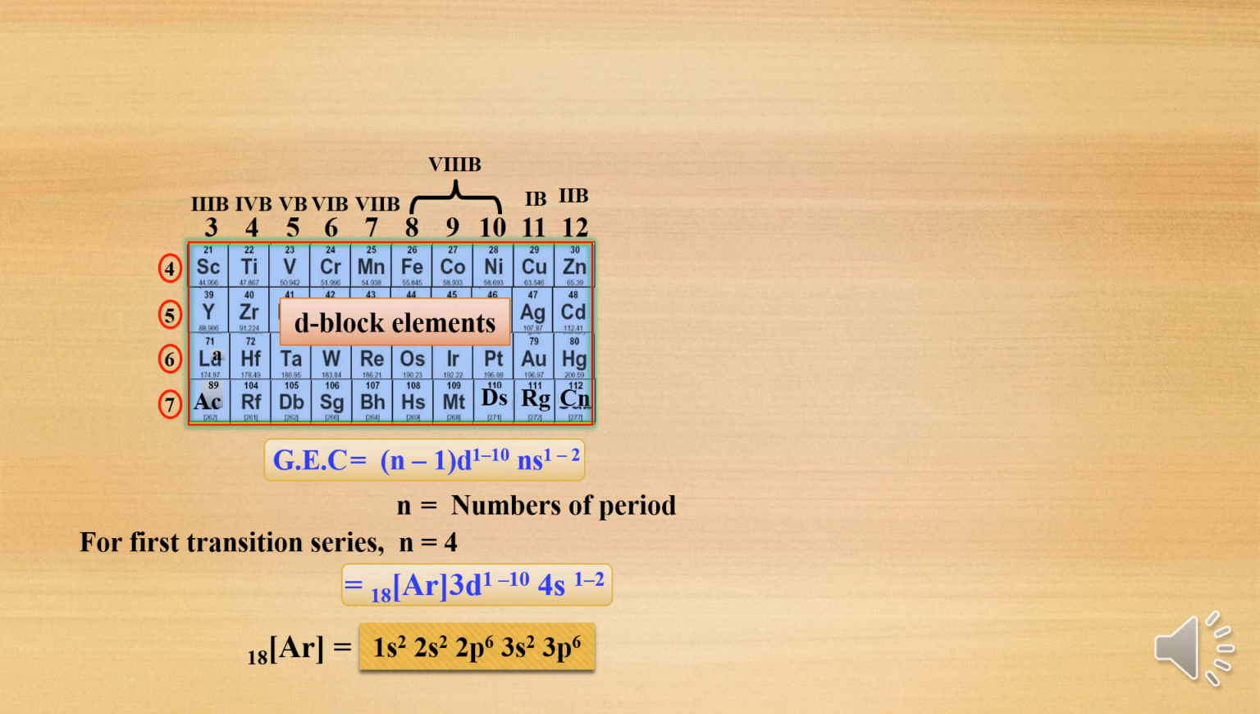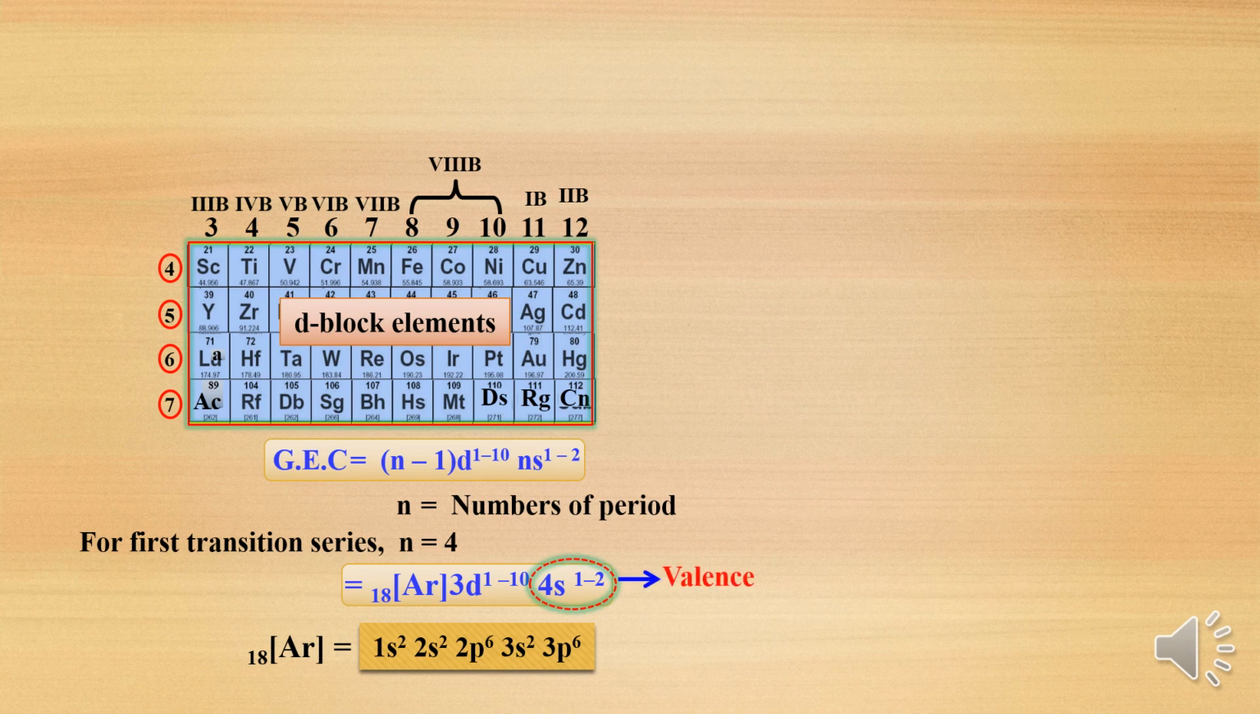Argon is 1s2, 2s2, 2p6, 3s2, 3p6. That is the electronic configuration for atomic number 18. Then 4s1 to 2, 3d1 to 10. These are called the first transition series.